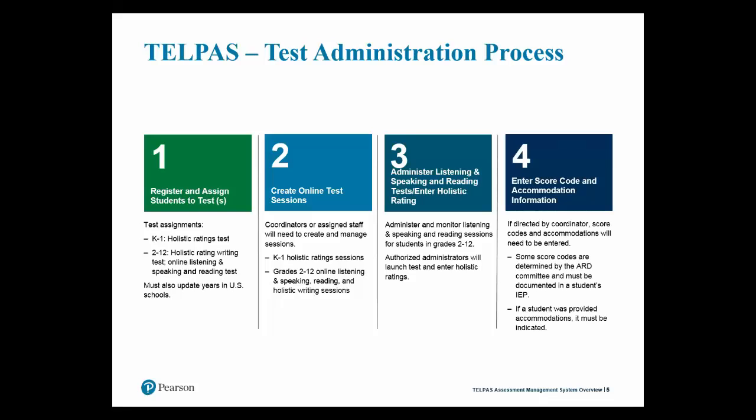And here we have the step to enter in your score code and accommodation information. So this can actually be done anytime here. This is where you'll just go in and make sure that any score codes, if they were determined by the ART committee and documented in the student's IEP, that those are indicated. And you also want to make sure to enter in any accommodations, and you'll indicate that in the Pearson Access Next site as well, and we'll take a look at that. So again, that's your test administration process.